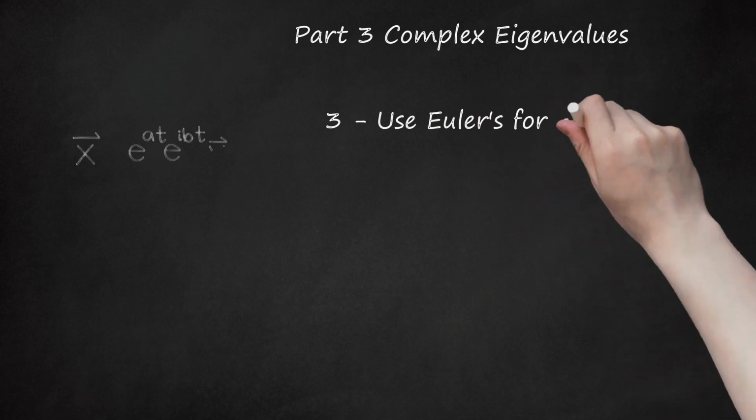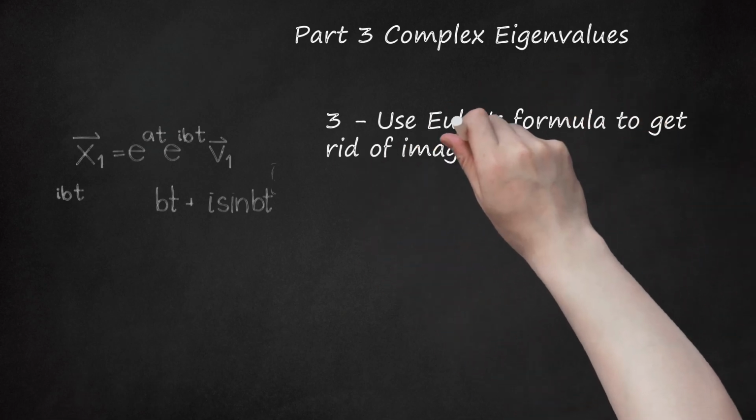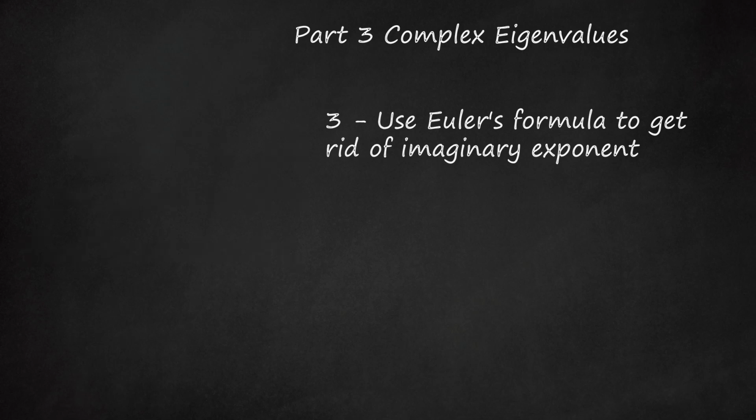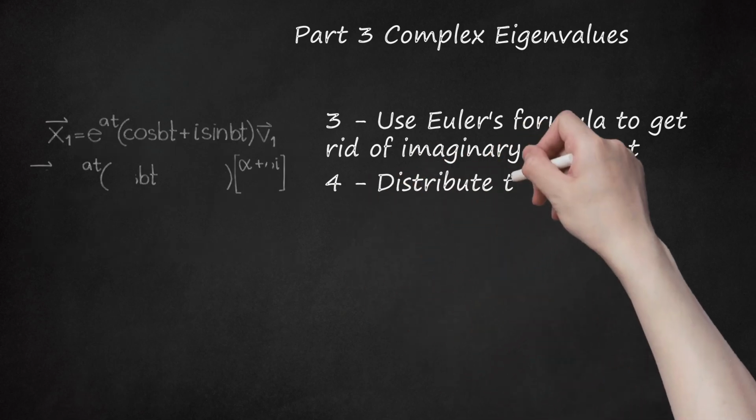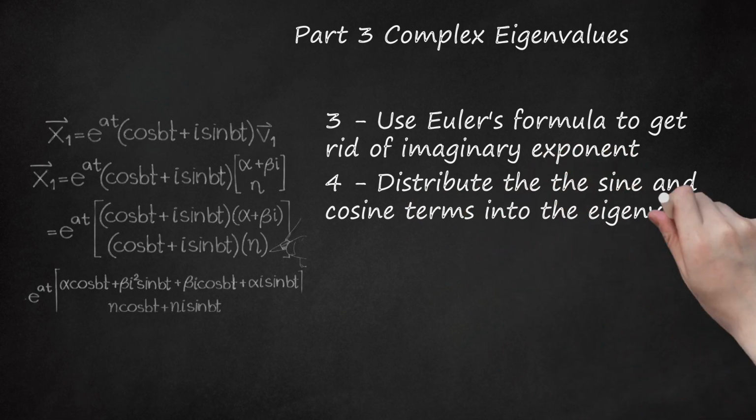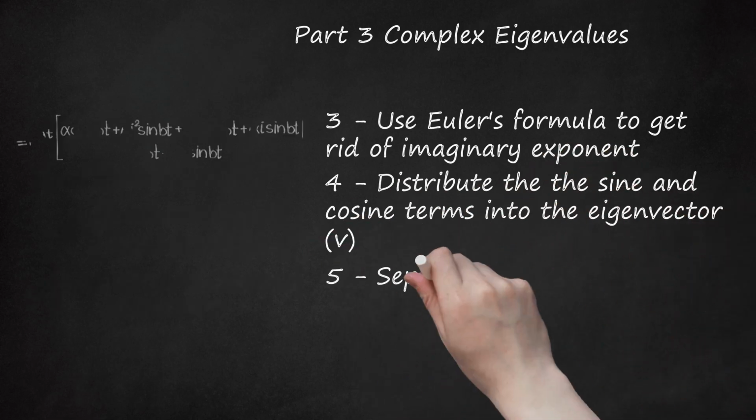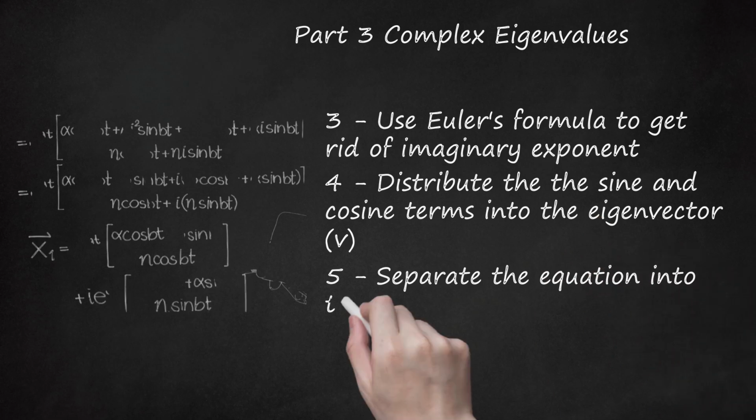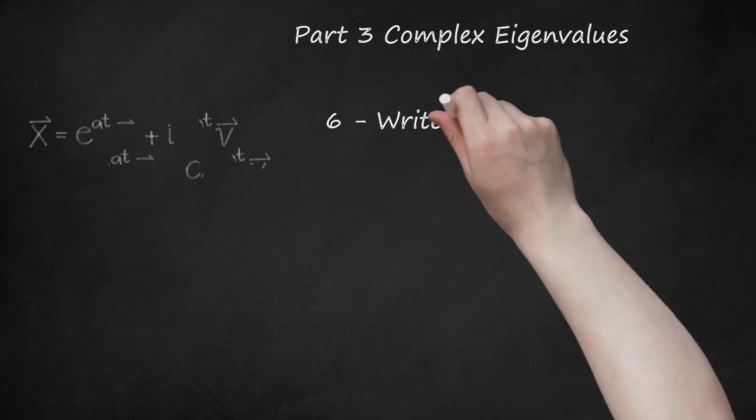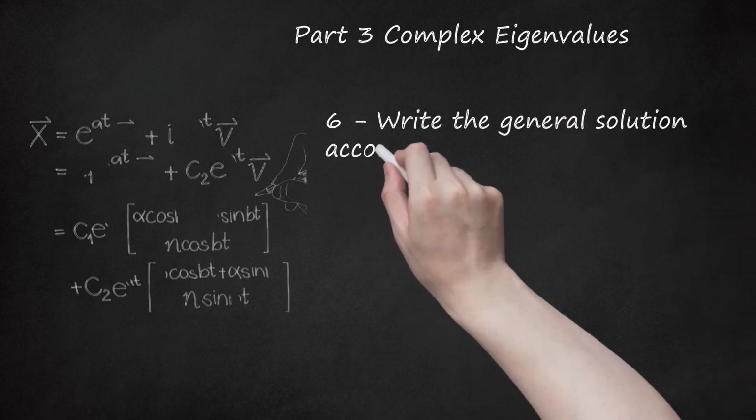3. Use Euler's formula to get rid of the imaginary exponent. This transforms the imaginary exponent into sine and cosine functions. 4. Distribute the sine and cosine terms into the eigenvector, v. 5. Separate the equation into the real and imaginary parts. 6. Write the general solution according to the formula.